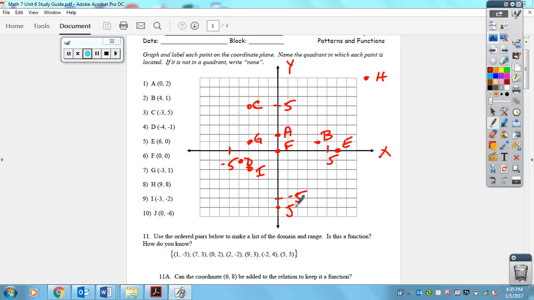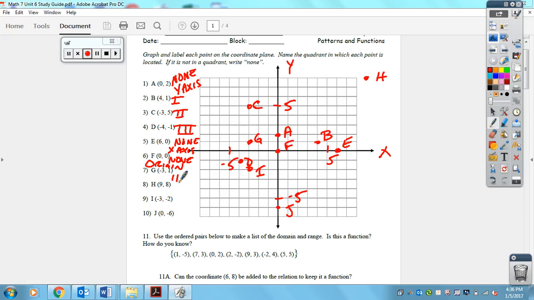That's J. Now for the name of the quadrant: (0, 2), that's none. You could say none, or you can say it's directly on the y-axis, but it's not in the second or third quadrant. B is in the first quadrant. C is in the second quadrant. D is in the third quadrant. E is again none, or you could say the x-axis. And this is again none for F, or the origin.